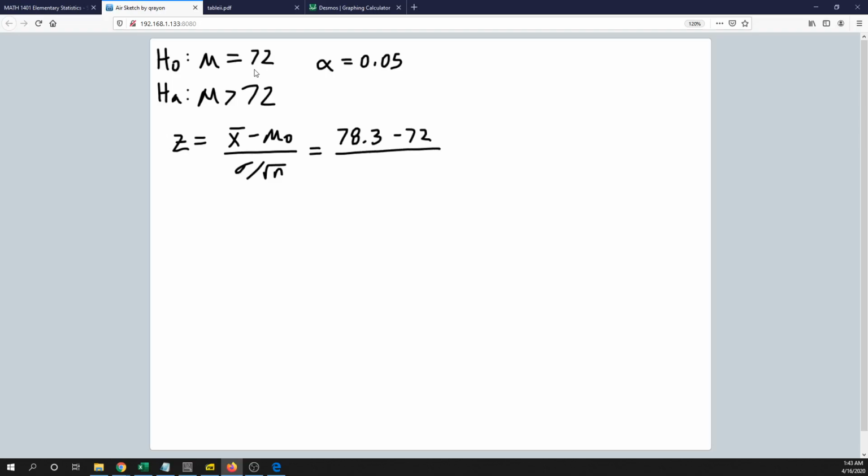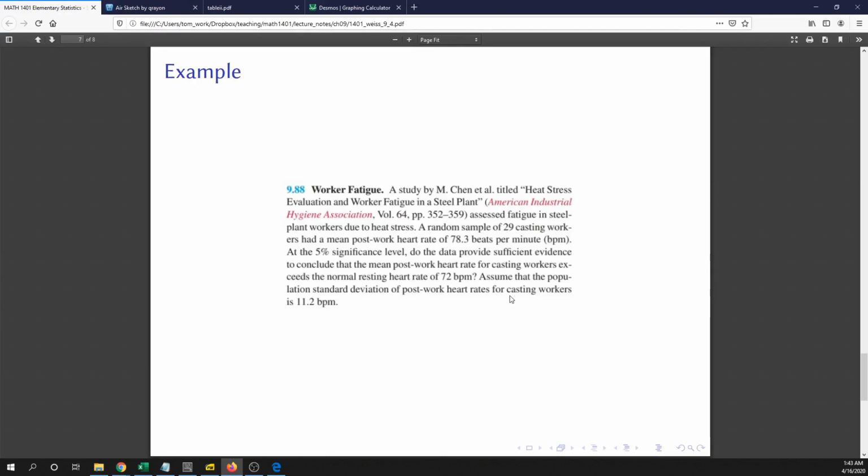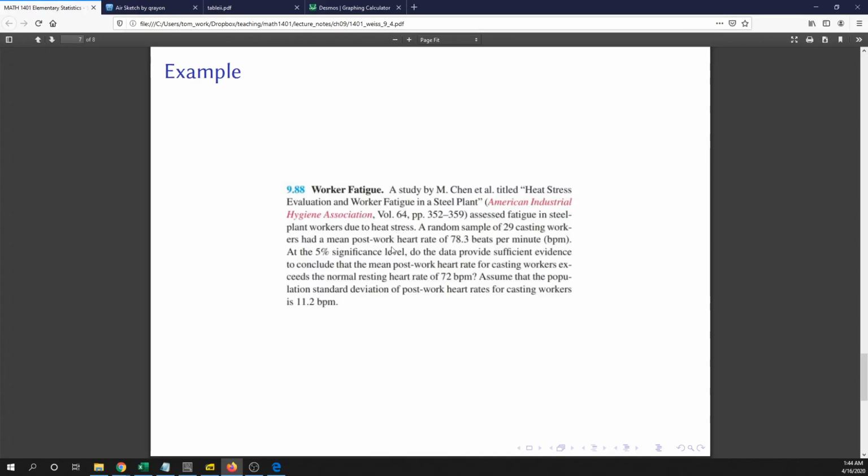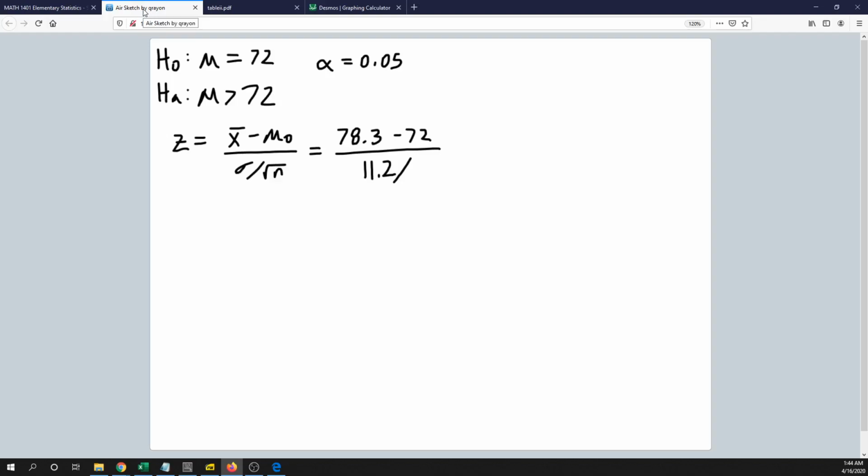And then divide by sigma, which is the population standard deviation. They tell us that it is down here. It says the population standard deviation is 11.2 beats per minute. So 11.2. And then that's divided by the square root of the sample size. It says a random sample of 29 casting workers, so the sample size is 29. Okay, so we need to go calculate that out.